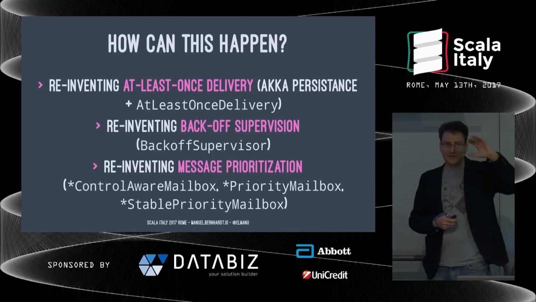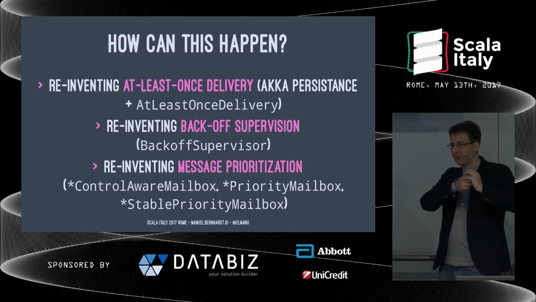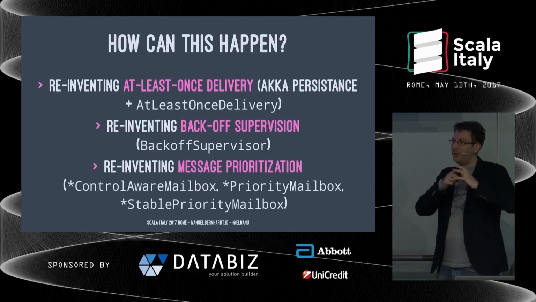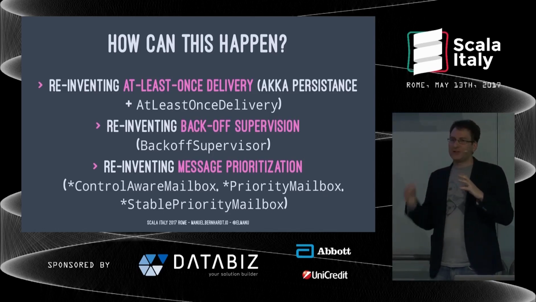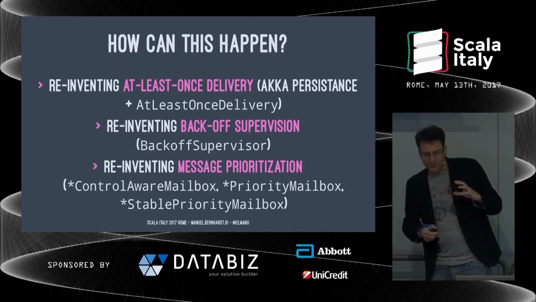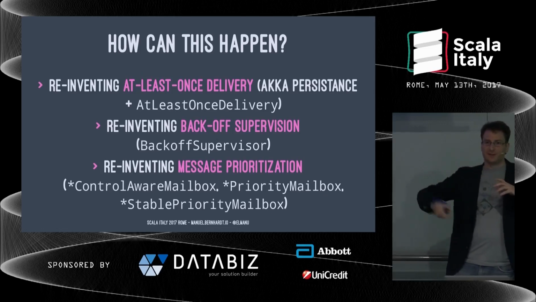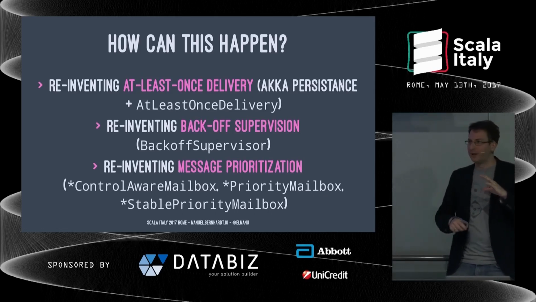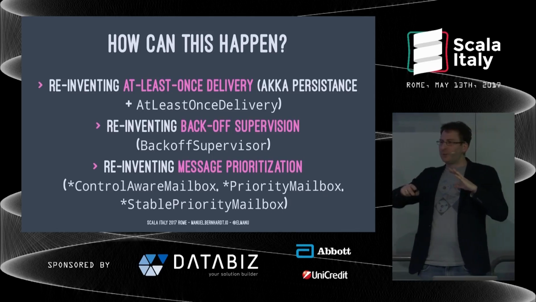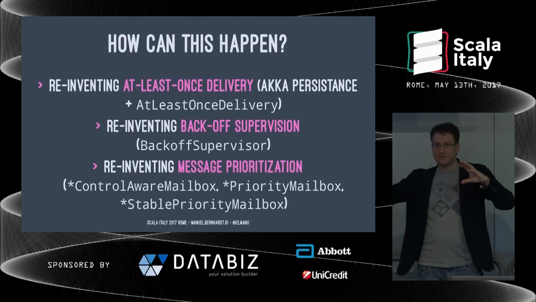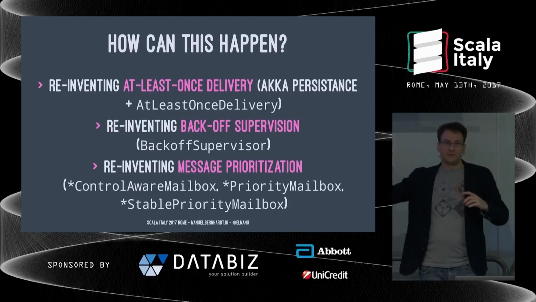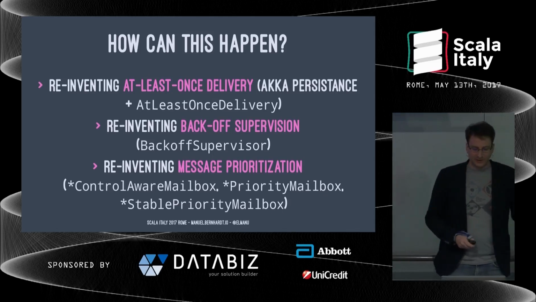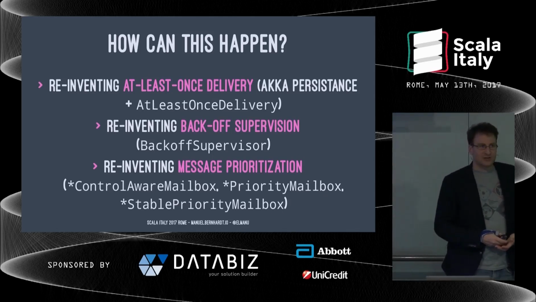If you have an actor, for example, that talks to, say, a database or a third-party system, and it crashes, then you don't want to hammer it every millisecond or every few milliseconds and ask, are you alive, are you alive? You want to use exponential backoff and come back to it at increasing intervals of time to not overflow it. Message prioritization, I've also seen this.